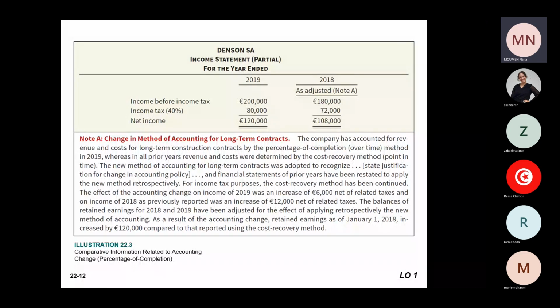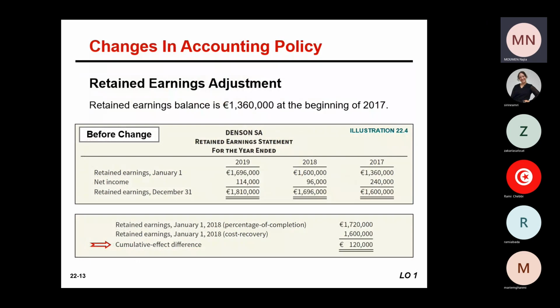The note A here, the change in accounting method for long-term contracts. That's an important note where you have to, as I said, motivate. You have to first describe the change, provide the reasons why you changed it, and then provide details about the effect of these changes, not only on the current period, but also on the prior period, because you are, as I said, required to use the retrospective approach.